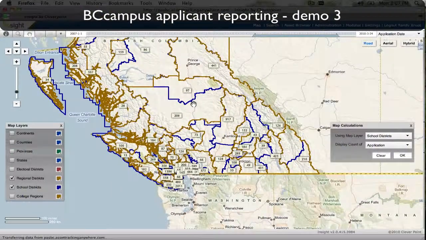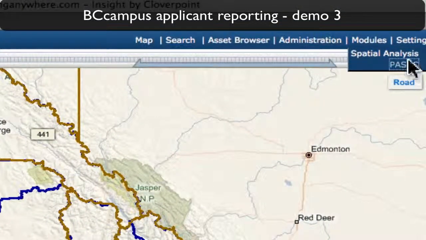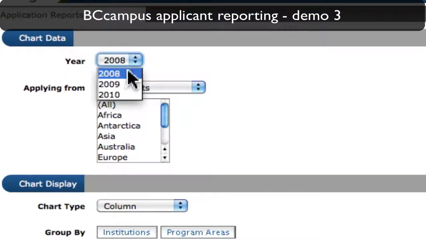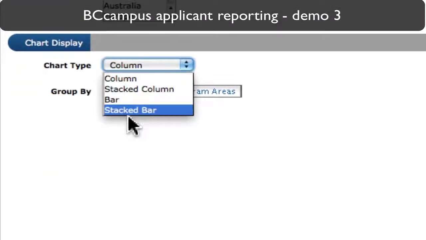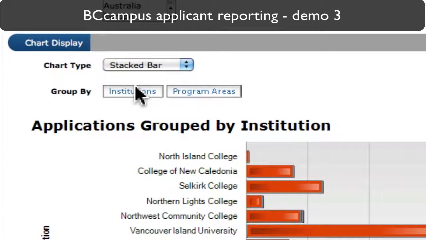This is demo 3, and it shows some of the reports that can be generated based on the origin of applications to the participating institutions. So in order to do that, we will go into what's called the PAS-BC module, standing for Post-Secondary Application Service of British Columbia. We'll start out by looking at data from last year, and we will look at it across the whole world by institution.